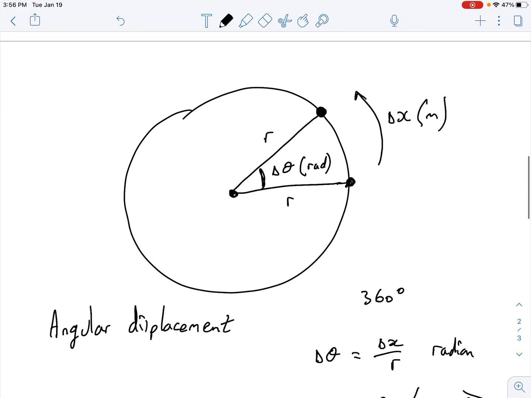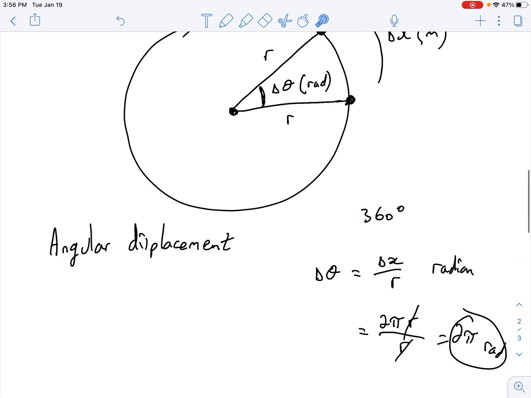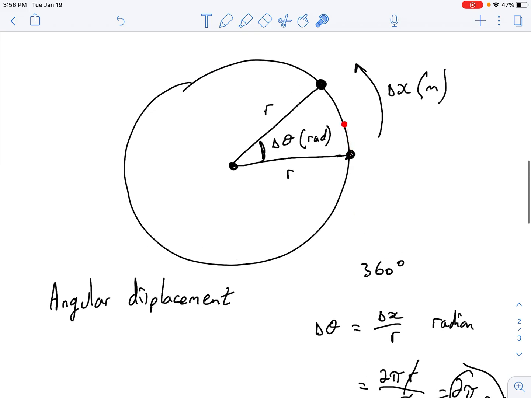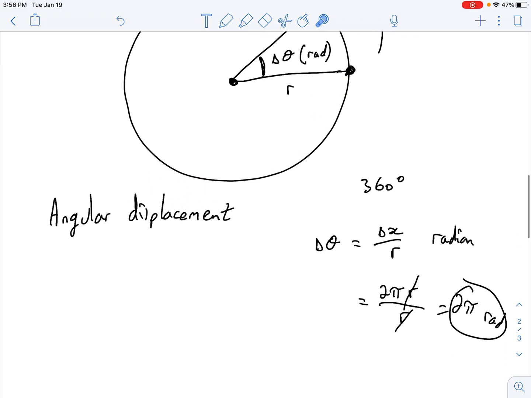So when I go all the way around a circle, I am traveling 2 pi radians. 360 degrees is the same as 2 pi radians. Different units, so you get a different numerical value, but in both cases we're describing going all the way around. So our unit for angular displacement is going to be the radian.